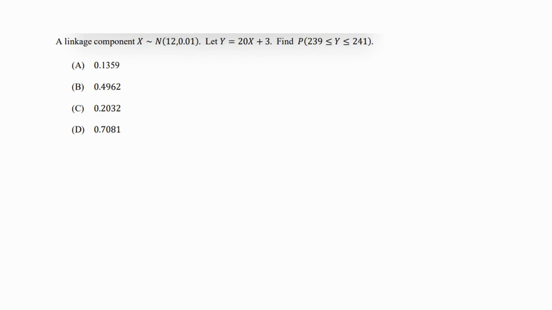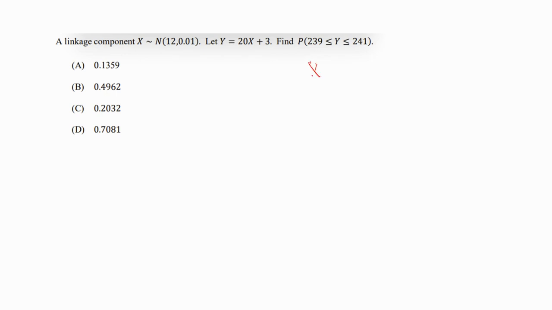So now the next question we have here is that x follows a normal distribution with mean 12 and variance 0.01, and y is 20x plus 3. Then we want to find the probability that y is between 239 and 241. So how do we solve this?